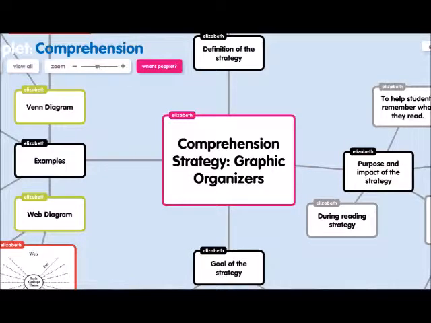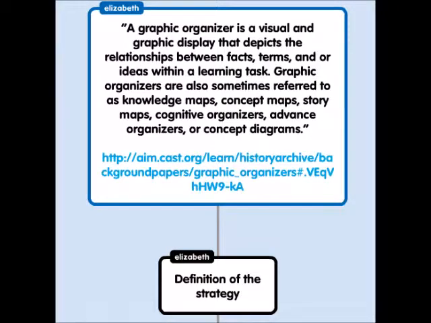Our comprehension strategy is graphic organizers, and we will be talking about the definition of the strategy, the purpose and impact of the strategy, the goal of the strategy, and then examples of graphic organizers. The definition of a graphic organizer is a visual and graphic display that depicts the relationships between facts, terms, and/or ideas within a learning task.